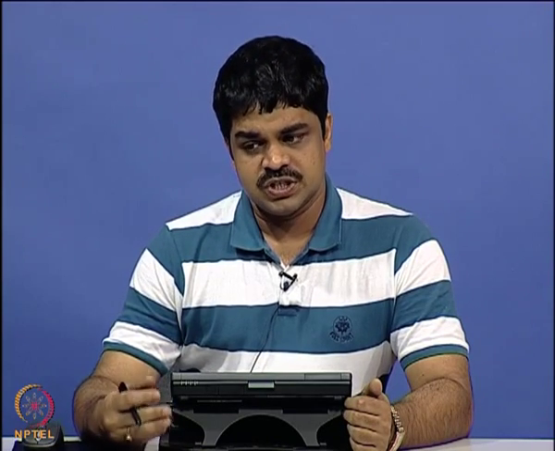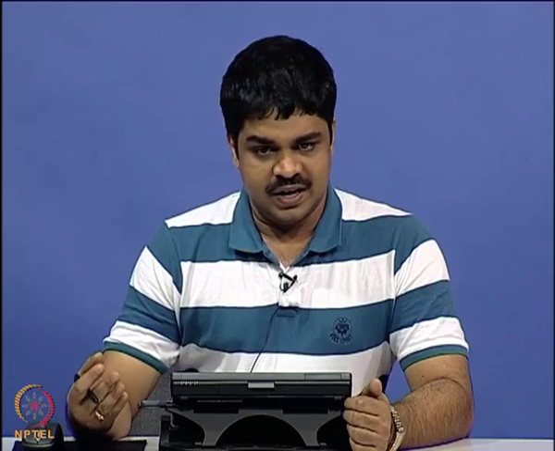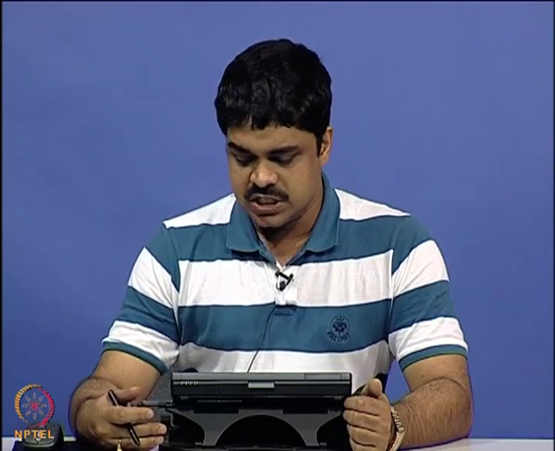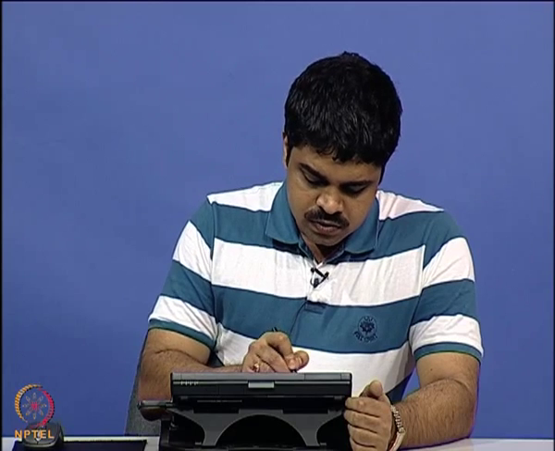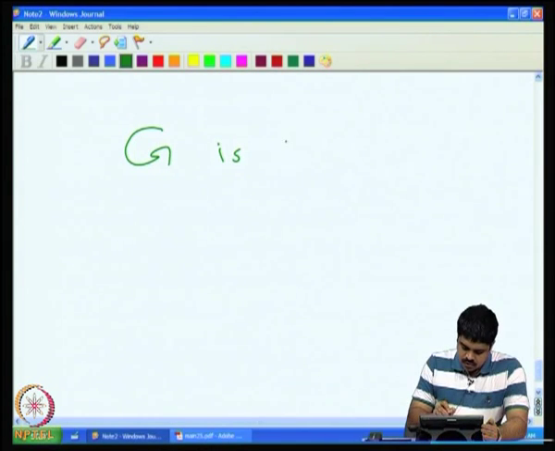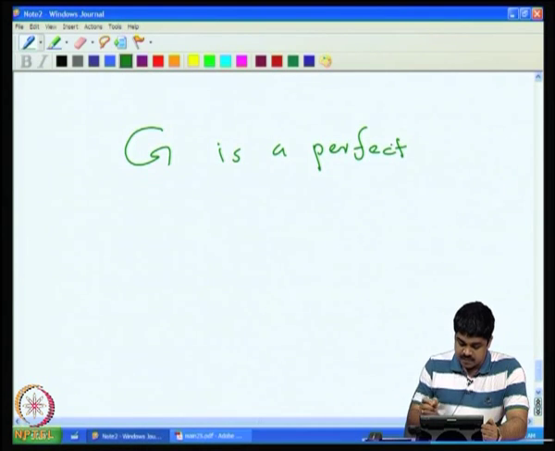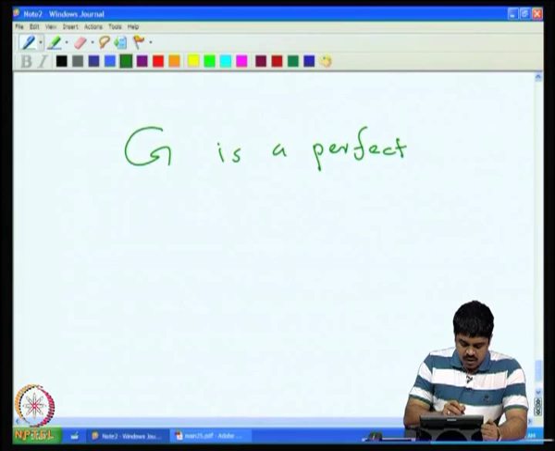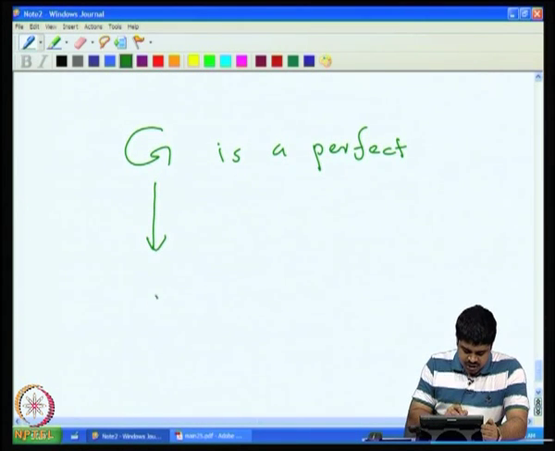So, therefore, let us assume that for all smaller graphs it is known, and we take the new n for which we have to prove. G is a perfect graph. Any subgraph of G is known to satisfy the statement, it is perfect, therefore, its complement is also perfect. Now, our intention is to show that G complement is perfect.